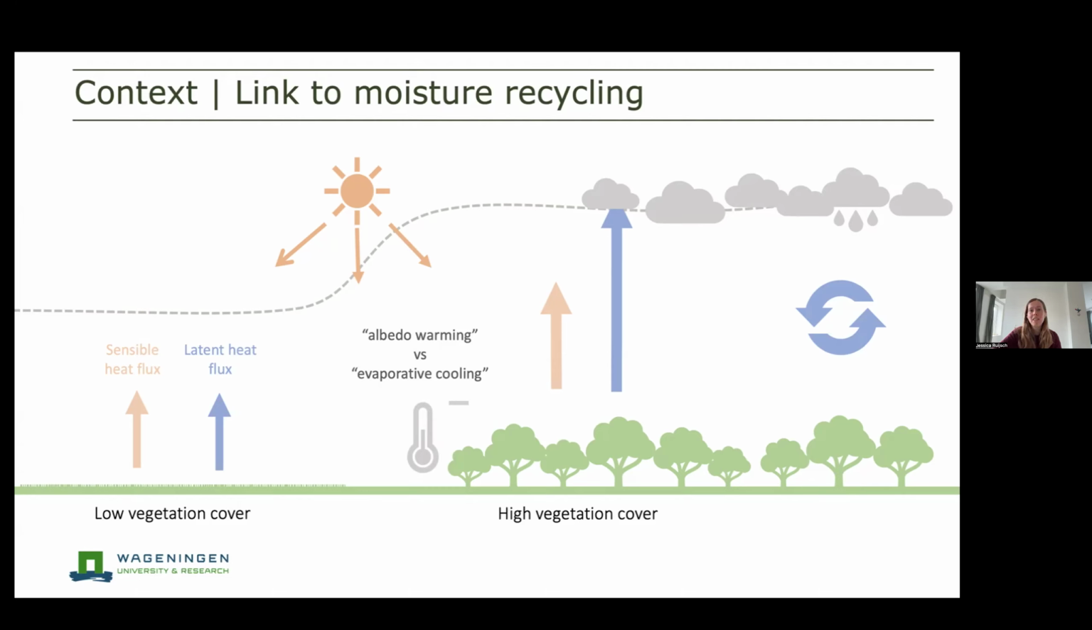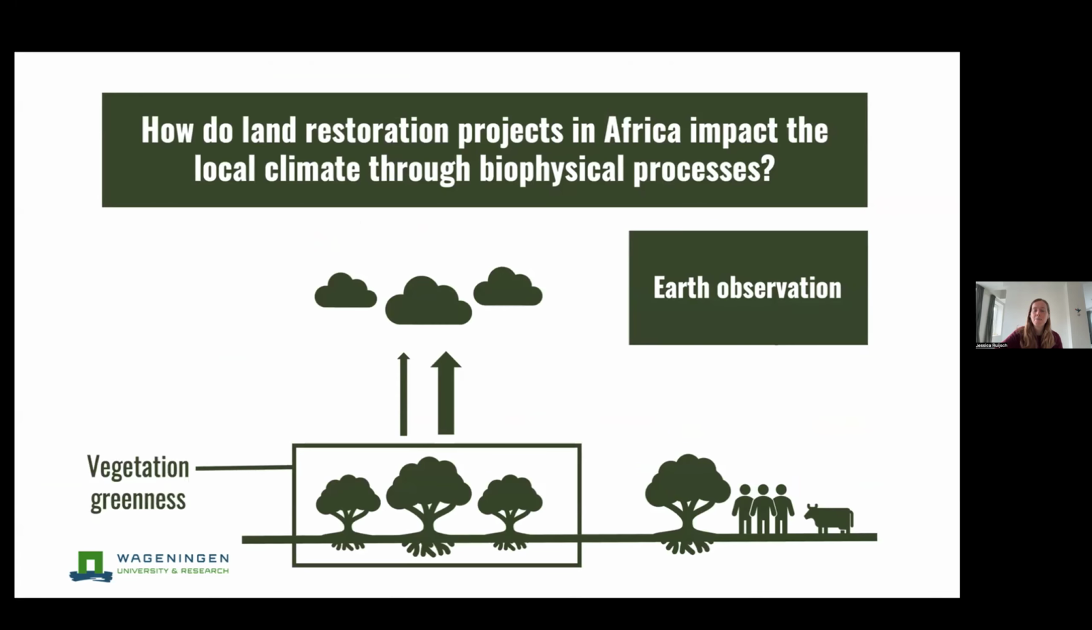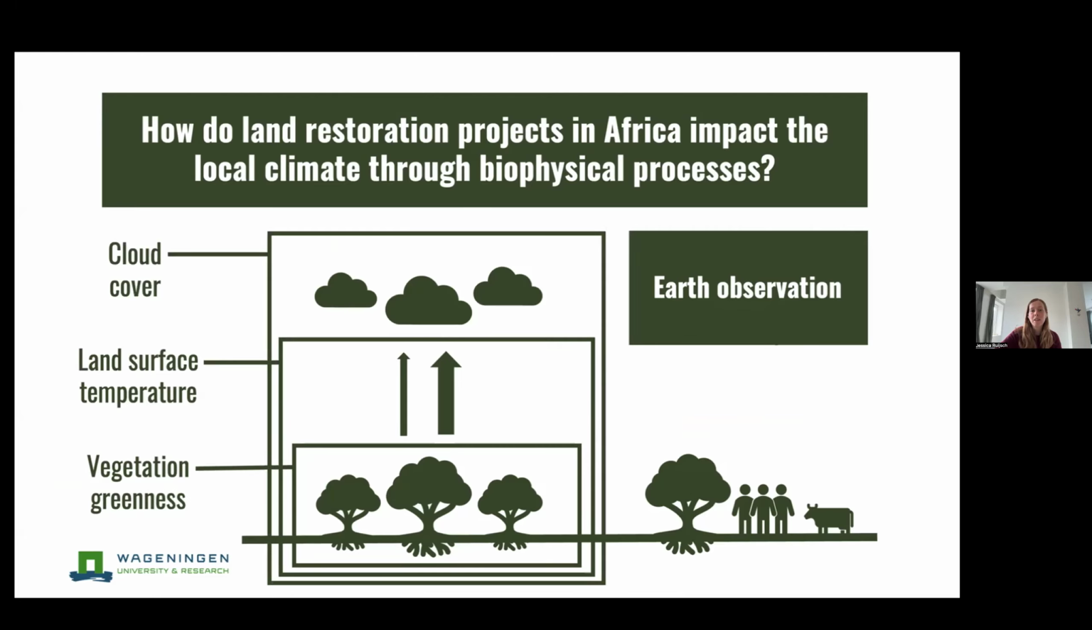We know that these different processes exist, but we don't really know how to apply them to land restoration projects, which are often relatively small, and especially in the African context. So I tried to study how land restoration projects in Africa impact the local climate through these biophysical processes. I mainly did this through Earth observation. I looked at how restoration impacts vegetation greenness and then the land surface temperature, which represents the surface energy balance. I also looked at cloud formation. I did this with satellite data, but I also looked at atmospheric modeling for this last part.